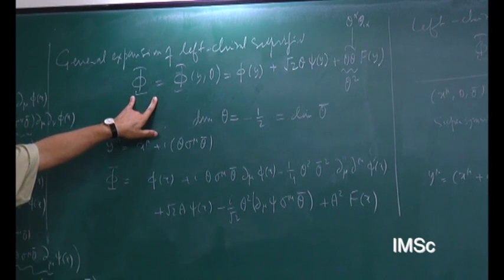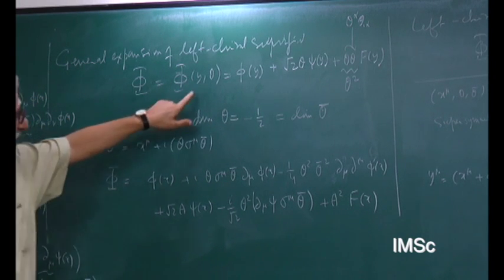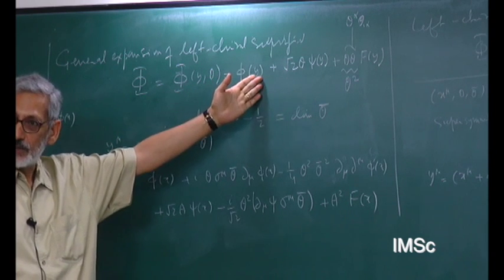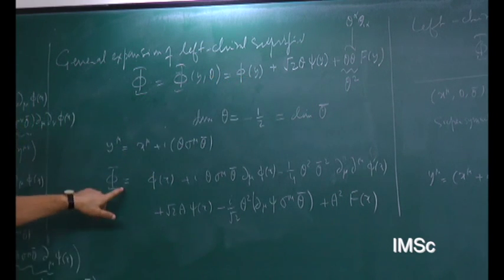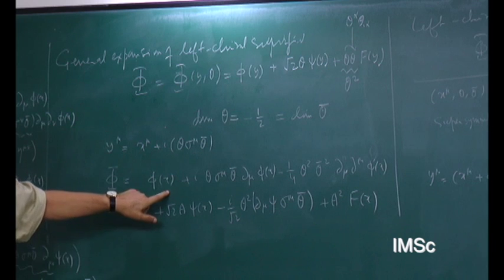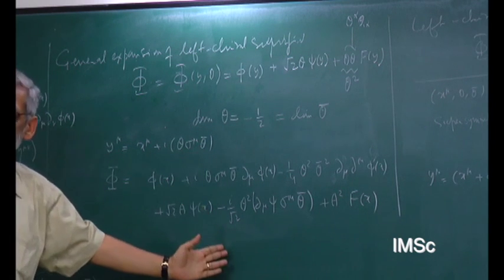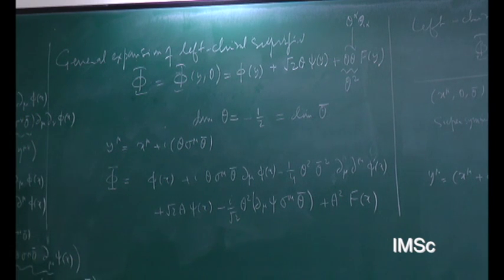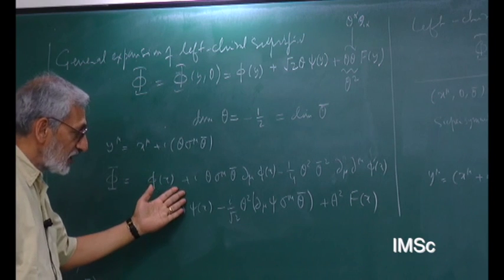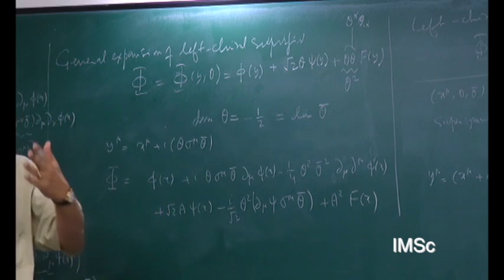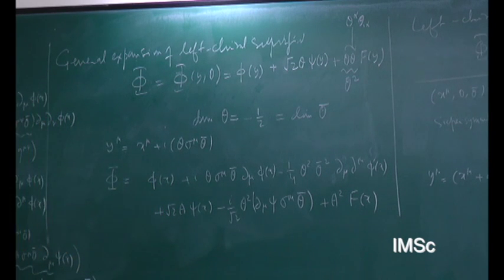Now this chiral superfield written as a function of y and theta has this expansion, but instead if I wrote it in terms of x and theta bar, it has this long expansion. Now if you look at this object, this looks similar to the general chiral superfield we wrote, except that some of the terms are absent.